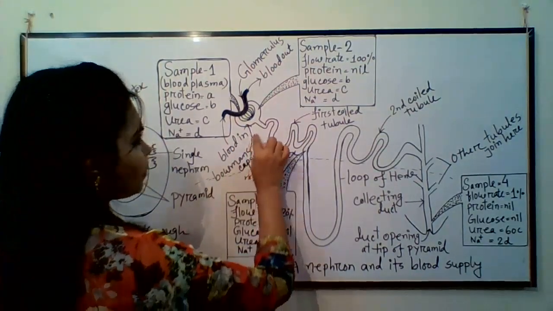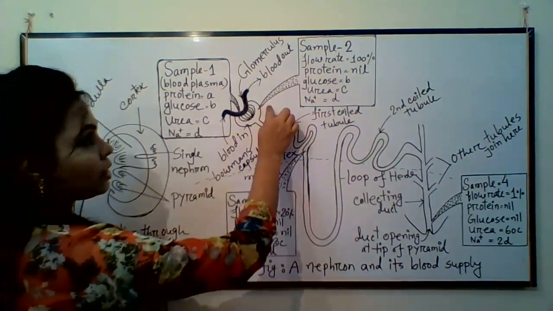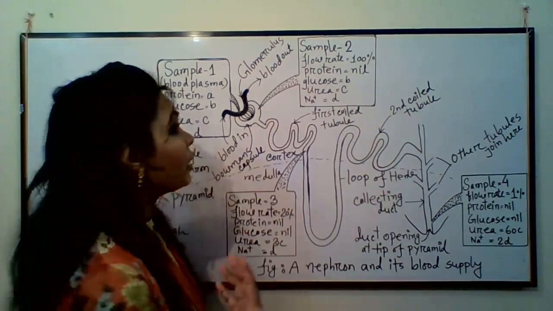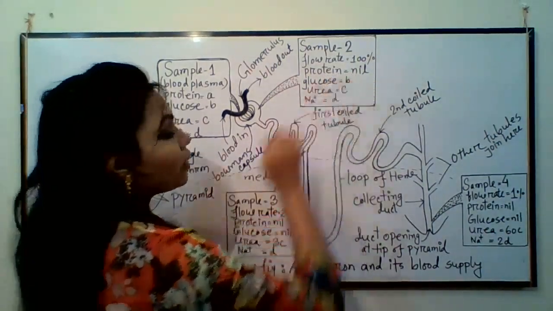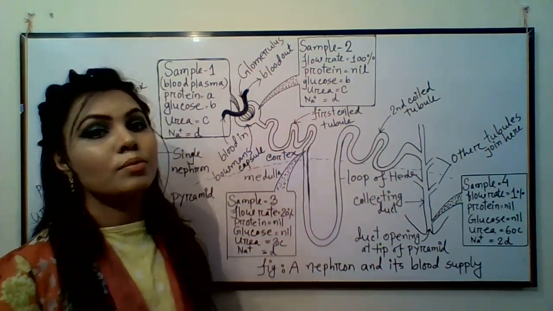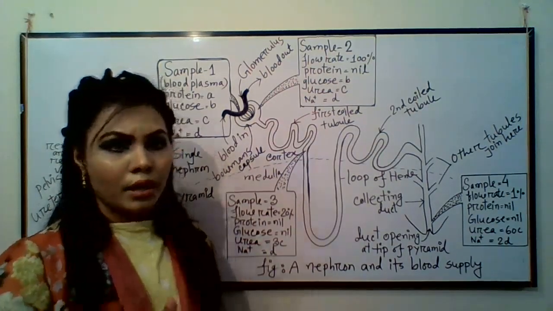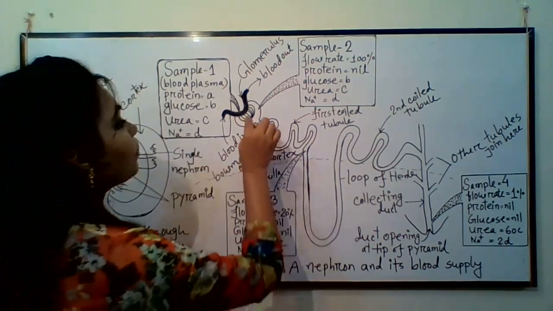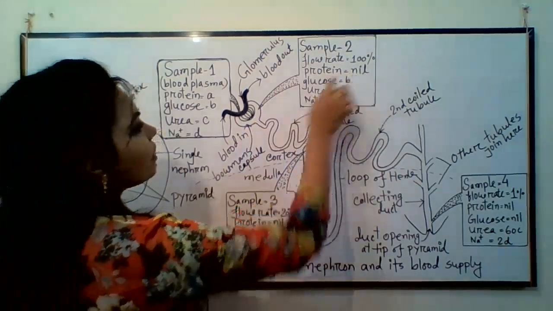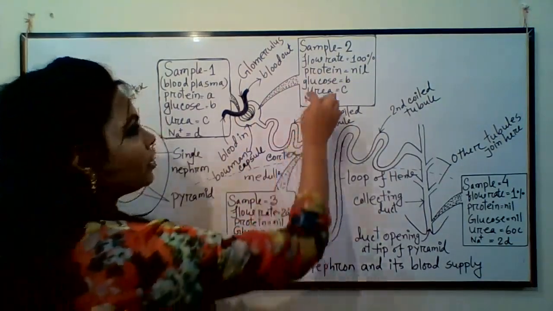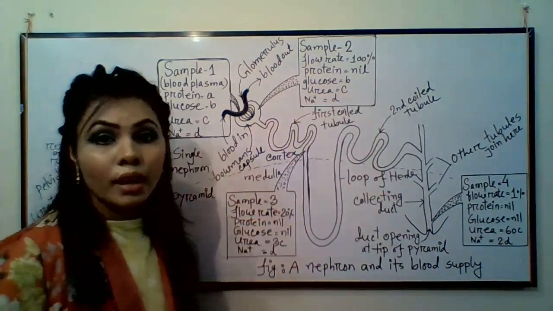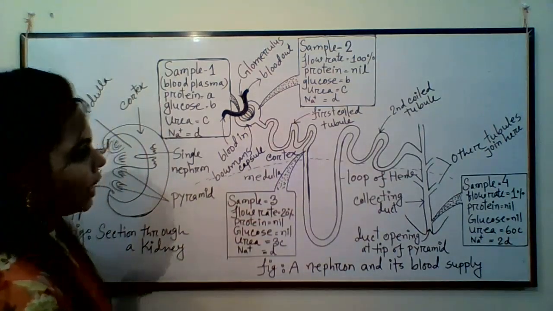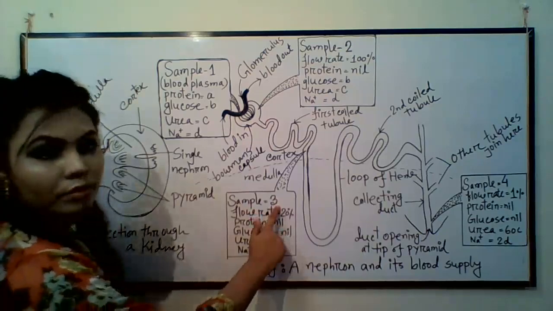This is Bowman's capsule. In Bowman's capsule, the flow rate is 100% and the protein is nil. Why? You may know the protein molecules are very large, so they cannot pass through the tubules. That's why in the Bowman's capsule, the protein is nil. And the glucose, urea, and sodium ion are in the same concentration. Okay, now look at sample 3.